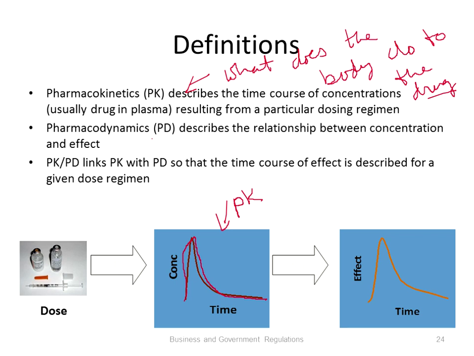Now PD, on the other hand, looks at what does the drug do to the target. Okay, what does the drug do to the target? That means, does it have an effect? So you might be looking at, if you're testing a painkiller, complaints about pain.